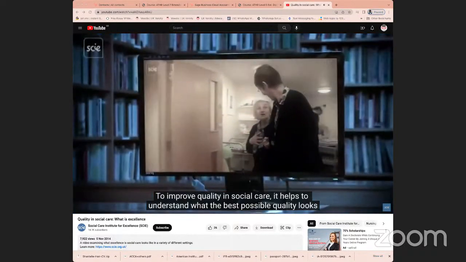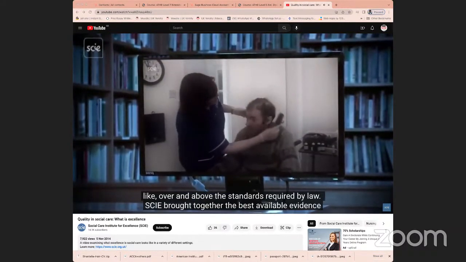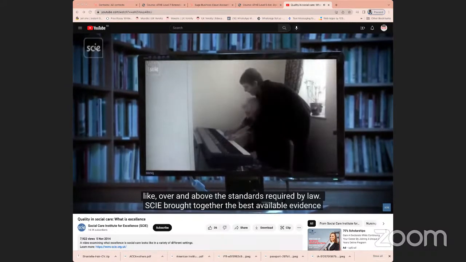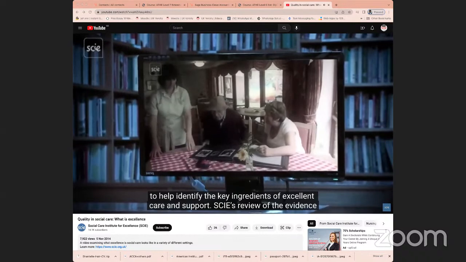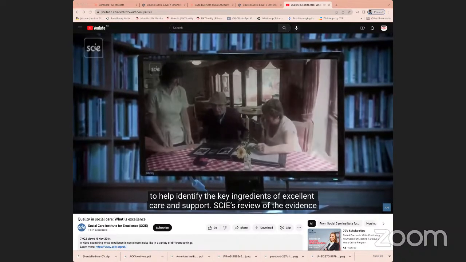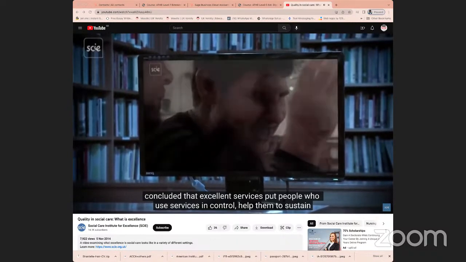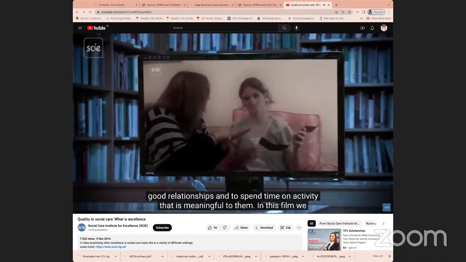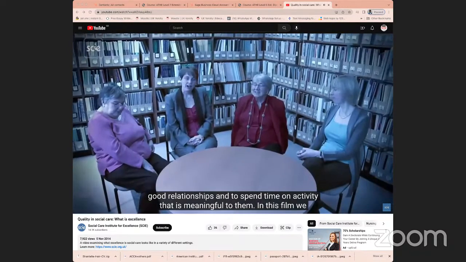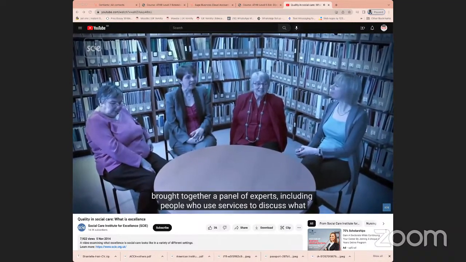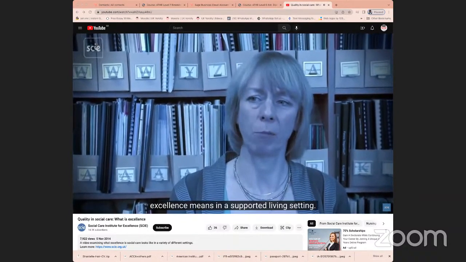To improve quality in social care, it helps to understand what the best possible quality looks like, over and above the standards required by law. Sky brought together the best available evidence to help identify the key ingredients of excellent care and support. Sky's review of the evidence concluded that excellent services put people who use services in control, help them to sustain good relationships, and to spend time on activity that's meaningful to them. In this film, we brought together a panel of experts, including people who use services, to discuss what excellence means in a supported living setting.